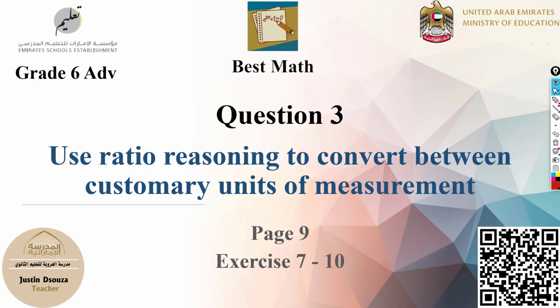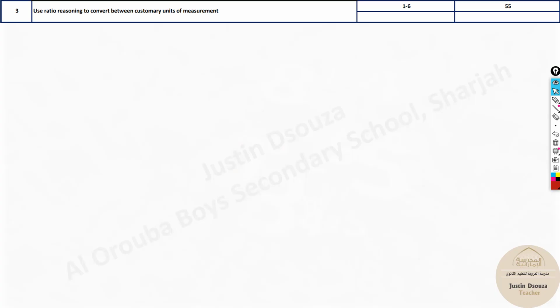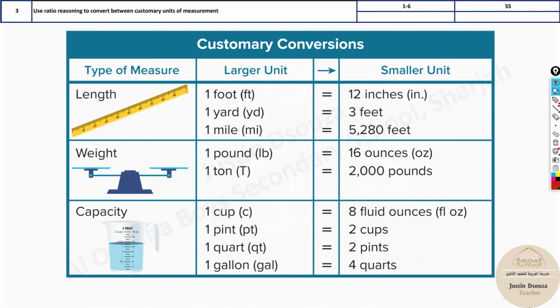Question 3 is to use ratio reasoning to convert between customary units of measurement. In this problem, you need to know a few things. The conversion units, this is very, very important. Now, here you can see customary conversions. The length, what is it? Foot, yard, mile. How can you convert to smaller units? They are mentioned, what is larger, what is smaller.